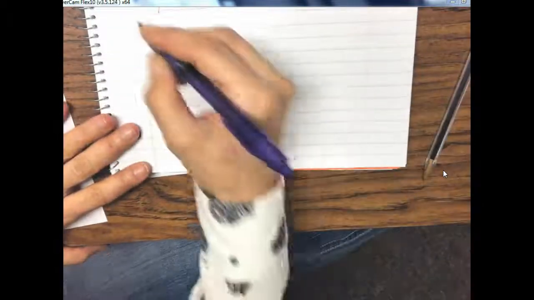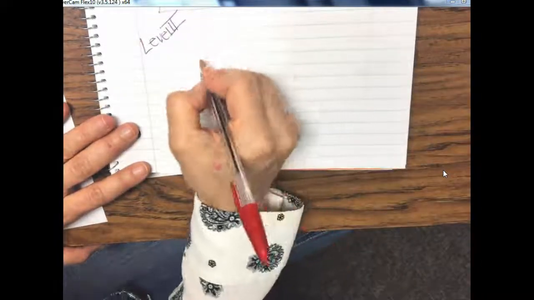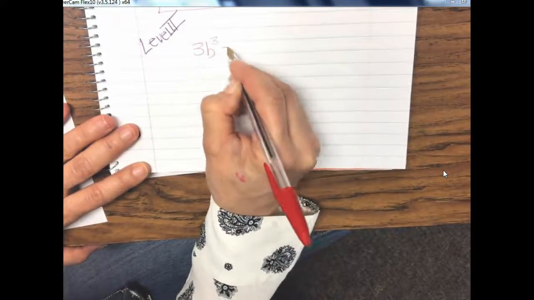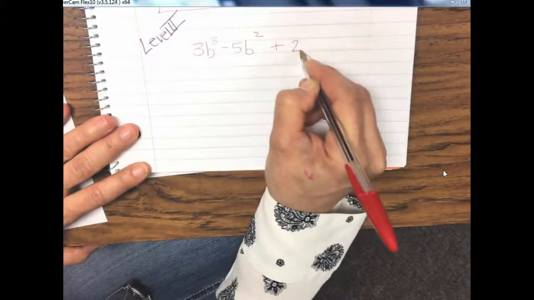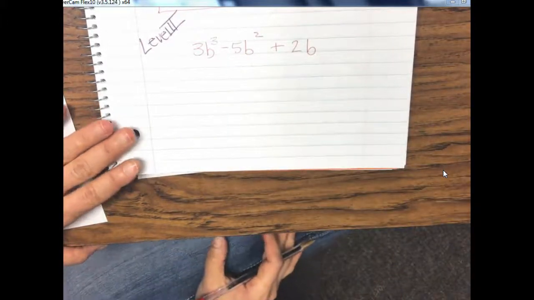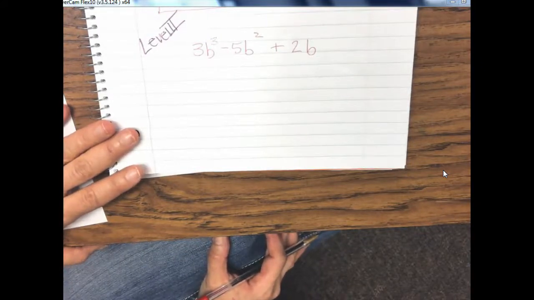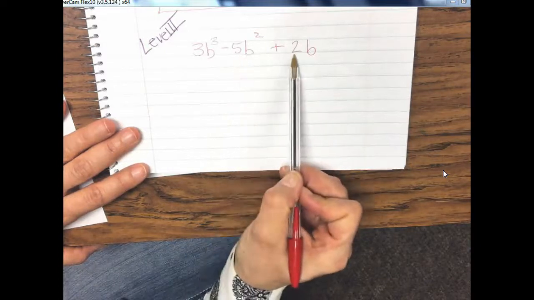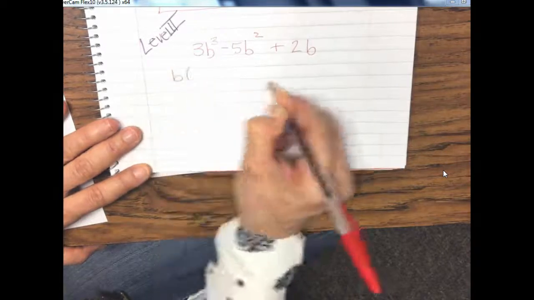All right, so this is level 3. And level 3 is going to look like this. Please write down 3b to the third power minus 5b squared plus 2b. So what can we factor out? Is there a 3 in that? Just a b. So please factor out a b.